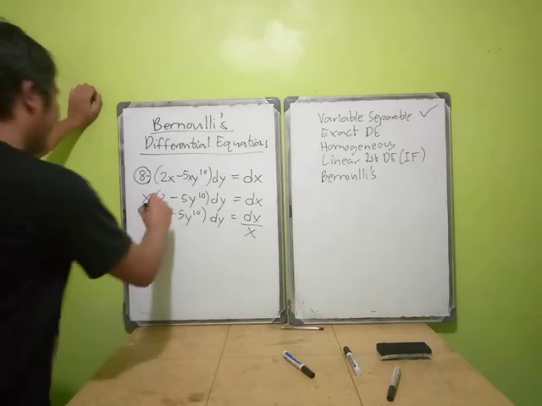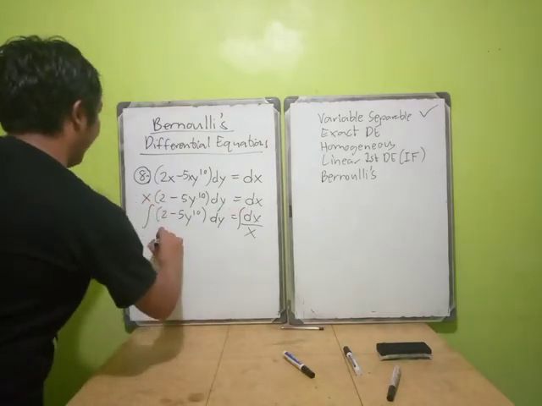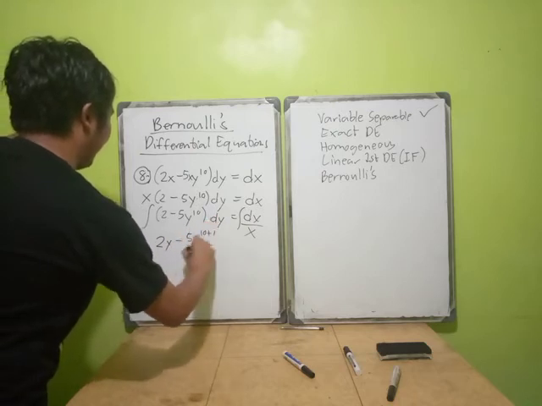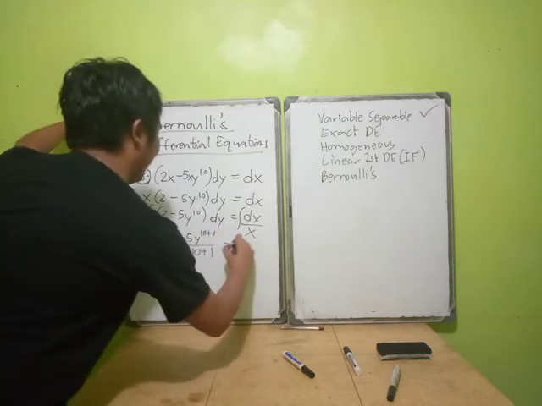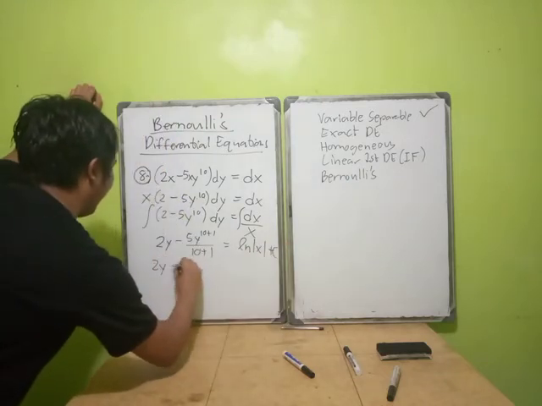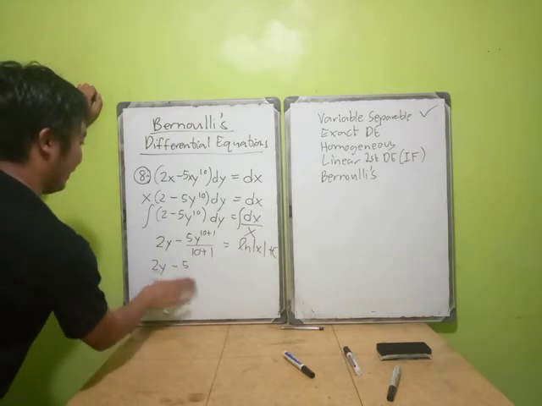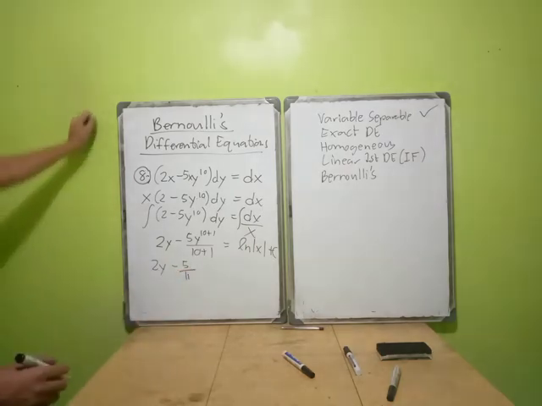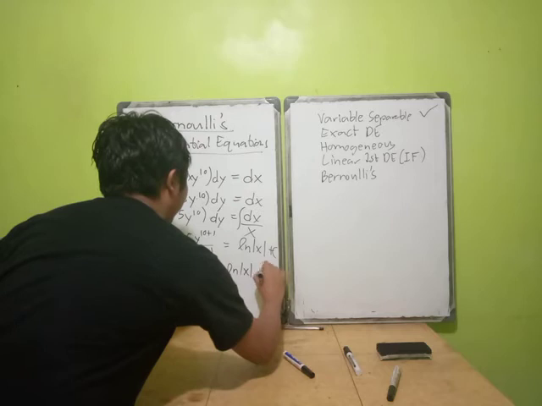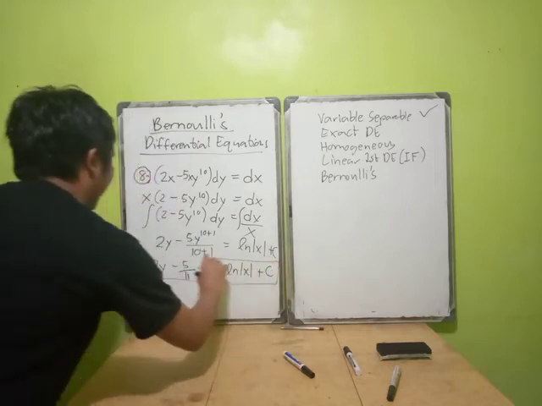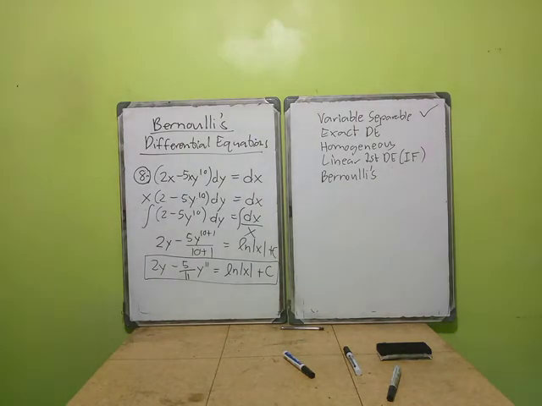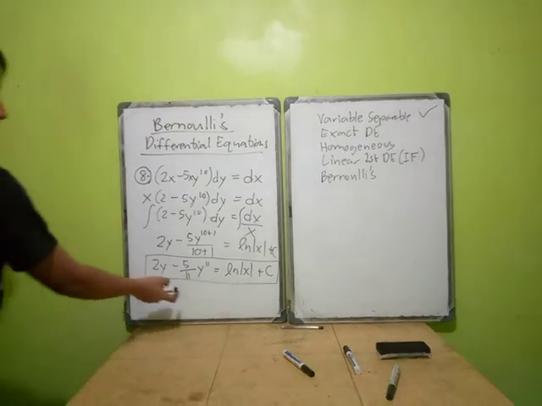Do you see it? So you can now integrate this. So it becomes 2y minus 5y to the 10 plus 1 over 10 plus 1. Okay? That is what we have. And the right side becomes ln of the absolute value of x plus c. So it becomes 2y minus 5 over 11 y to the 11 power is equal to ln of x plus c. So this could be your answer. Okay, do you see it? So this could be your answer.